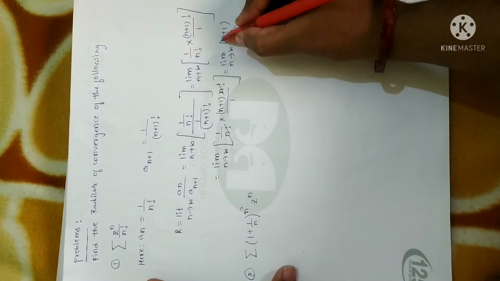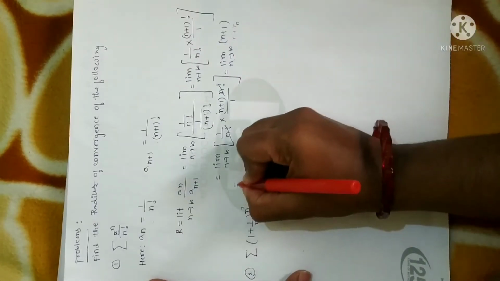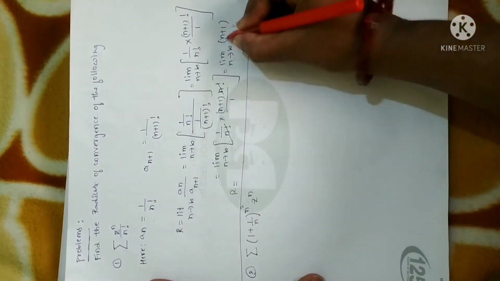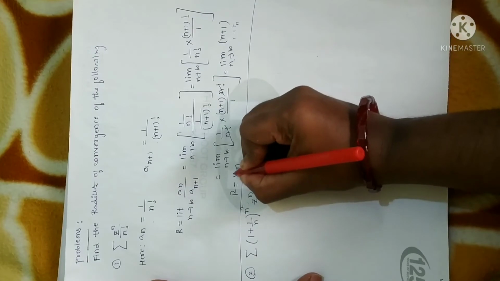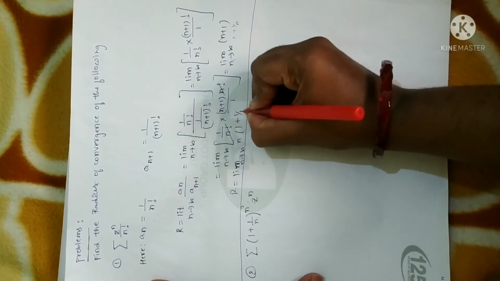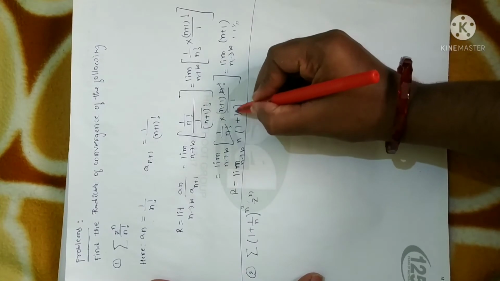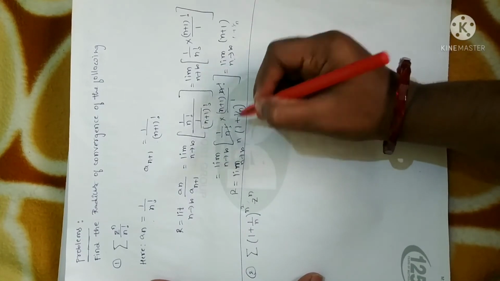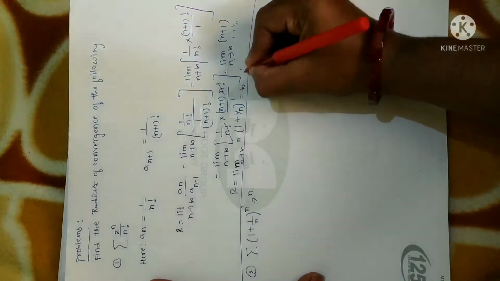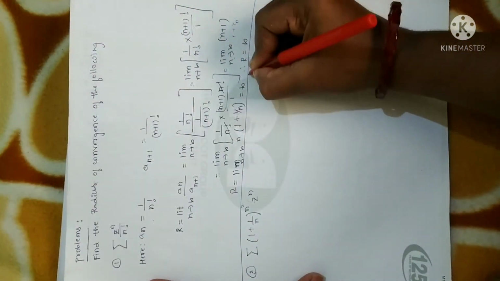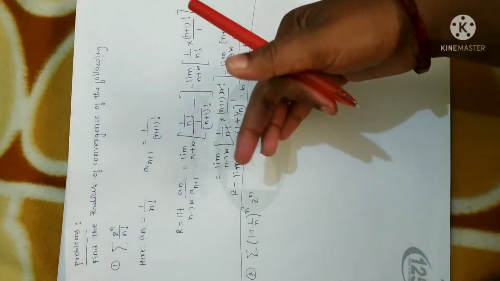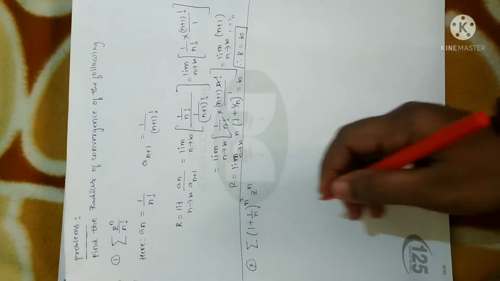So as n tending to infinity, or let me write the step here. I'll just take n as a common factor. Limit n tending to infinity, n common, so you will get 1 plus 1 by n. Right? So as n tending to infinity, 1 by infinity is 0, 0 plus 1 is 1. Infinity into 1 is infinity. Therefore, the radius of convergence r is equal to infinity. Clear? We just write one below the other. Fine? Now the second problem.